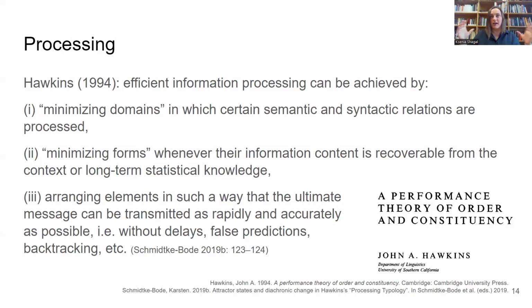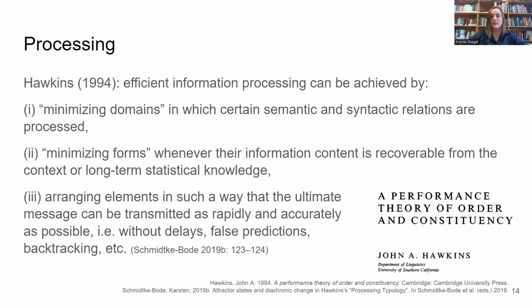So basically, the idea is that you need to be able to process things, to understand things, based on a minimal amount of minimal string in speech. Then minimizing forms.